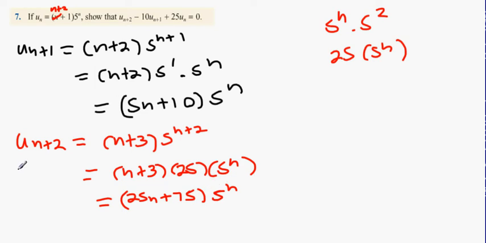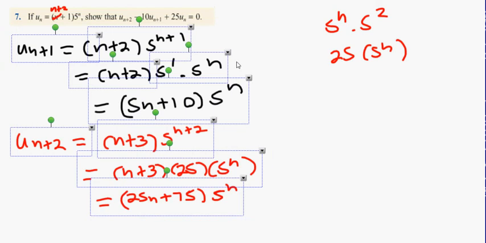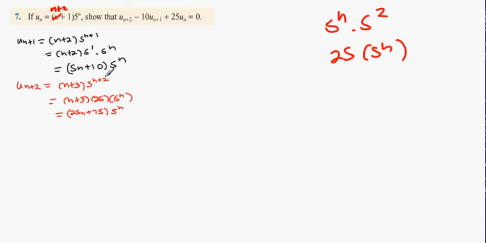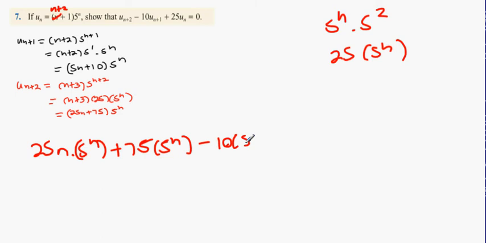Okay, now we know what u of n plus 2 is, and we know what u of n plus 1 is. Now we've got to go to our formula. So what we're going to do here is make this a bit smaller and start using the results. So u of n plus 2 is 25n plus 75 multiplied by 5 to the n. We're going to multiply it out at the same time. Then it's going to be minus 10 u of n plus 1, so minus 10 times (5n plus 10) times 5 to the power of n.